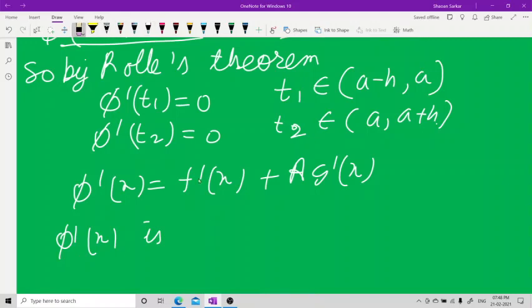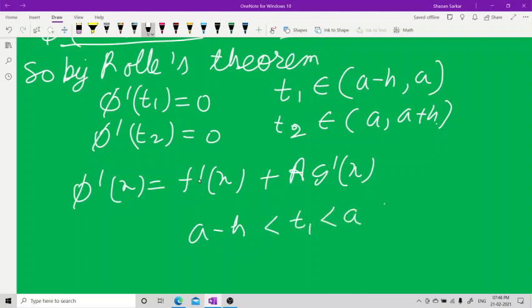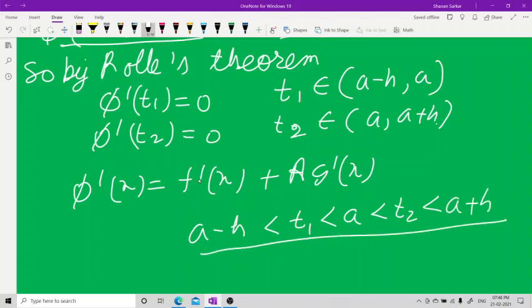Sorry, let me write it down like this. Wait a minute. Before I write this statement, let me tell you one thing. This is a minus h, this is t1, this is a, this is t2, and a plus h. Now things will be clear for you. This is the way the things are going.